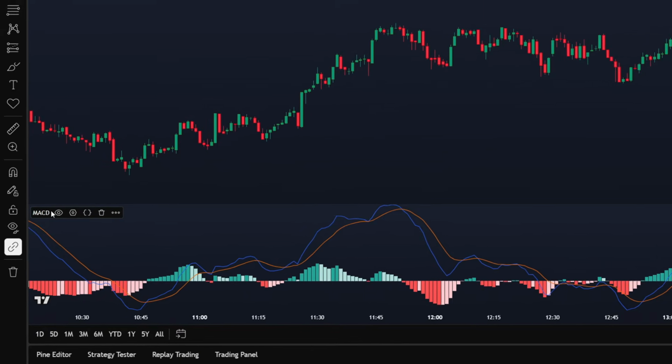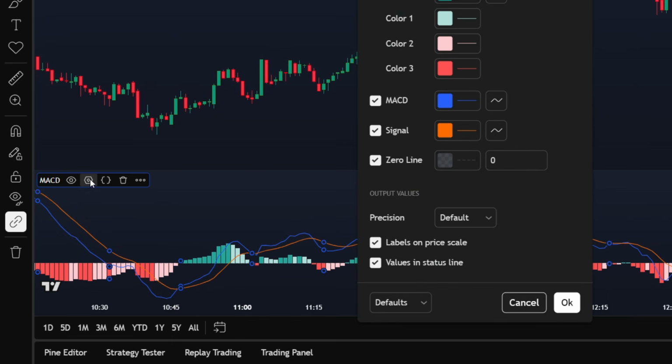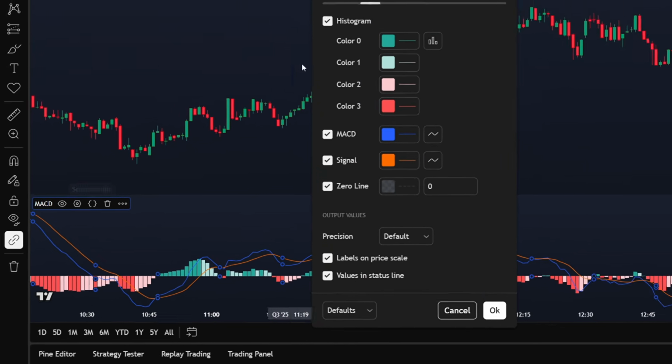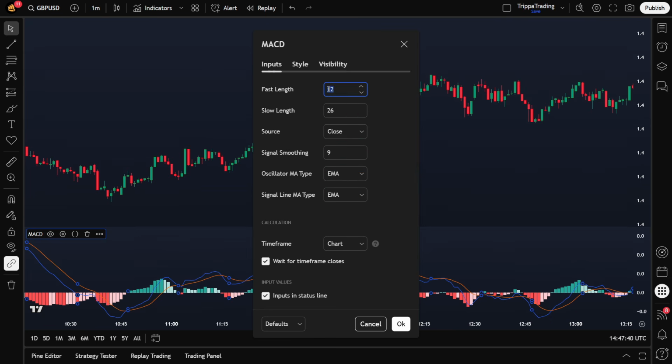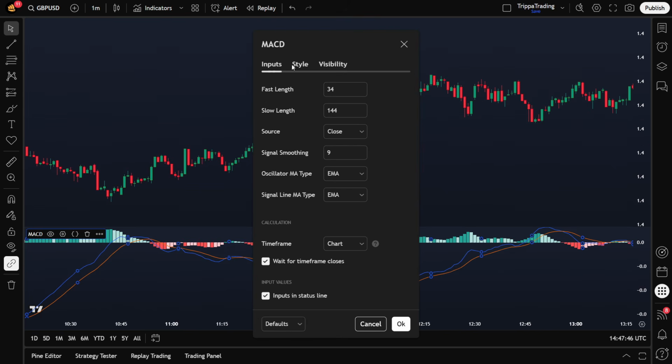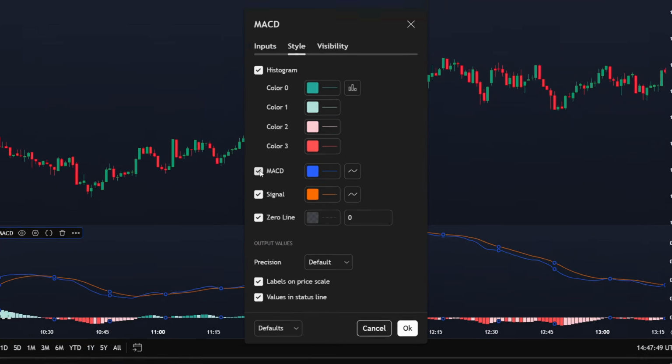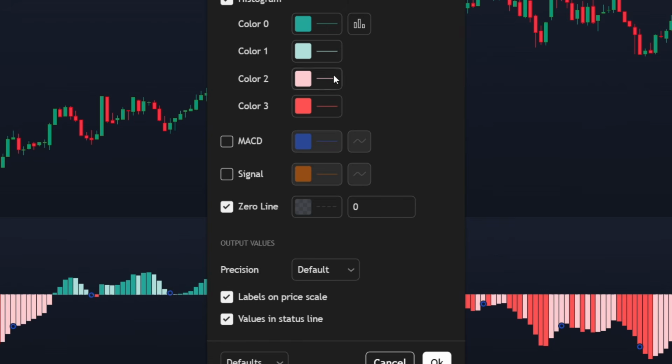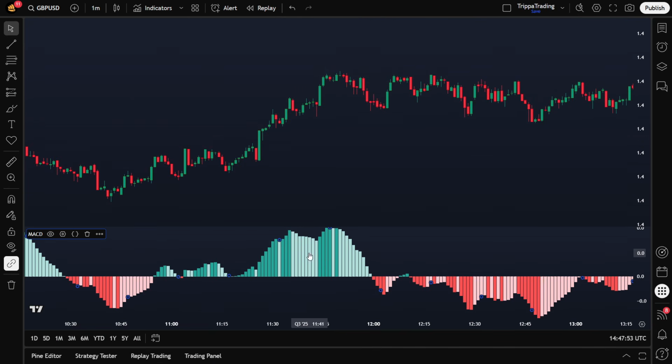First of all, we will change the settings of this indicator. You can open the settings from here. In the Inputs tab, change the fast length to 34 and the slow length to 144. Then go to the Style tab from here and turn off both the MACD line and the signal line. We only want the histogram.